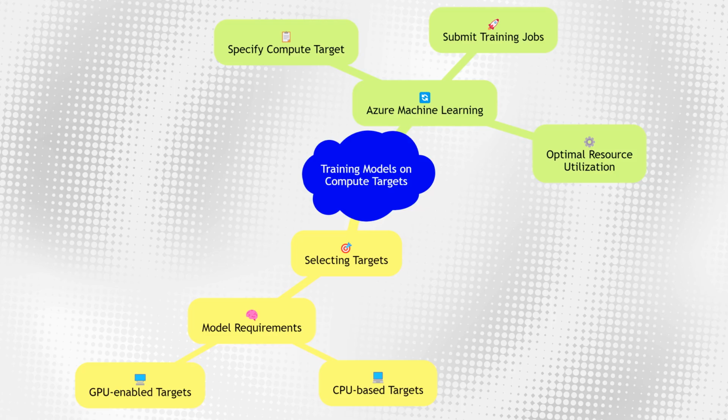Training models on compute targets involves selecting the appropriate target based on the model's requirements. For instance, deep learning models benefit from GPU-enabled compute targets, while simpler models may suffice with CPU-based targets. Azure Machine Learning allows you to specify the compute target when submitting training jobs, ensuring optimal resource utilization.